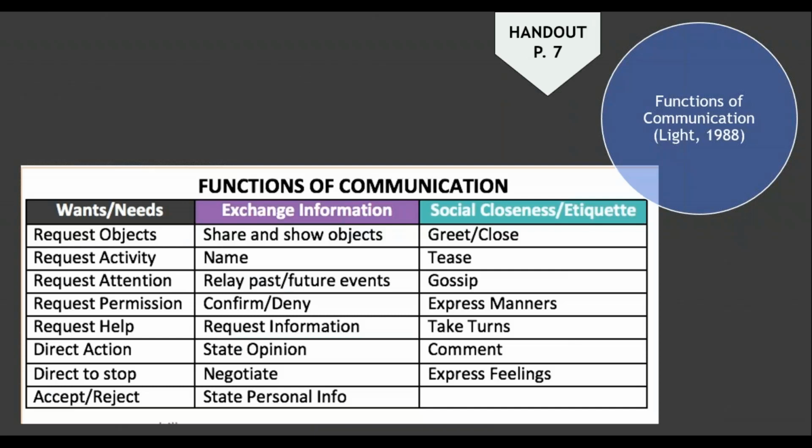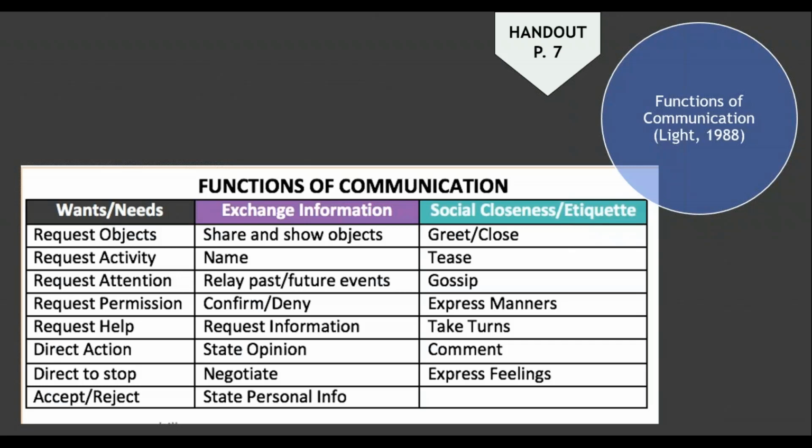This is also part of the AAC implementation toolkit training that Saltillo offers, and it lists different functions of communication in more detail. It's also in your handout packet on page 7, and it can serve as a place to start when you're thinking about the different functions. The first column is communicating wants and needs, and this goes beyond requesting food, drinks, and toys. It includes things like requesting attention, requesting activities, requesting permission, or directing action.